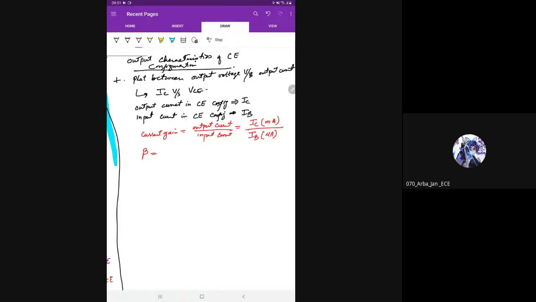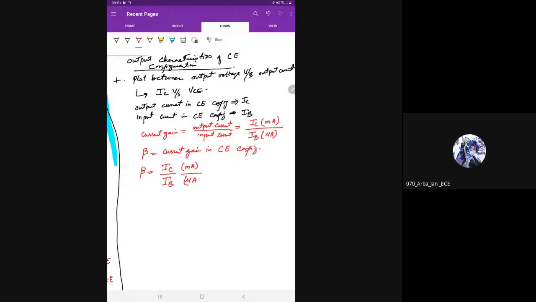And the current gain here in common emitter configuration is represented as beta. If you remember, we discussed last time in our class that in common base configuration, current gain is represented by alpha, and the value of alpha is somewhere near 0.96 to 0.998. But in common emitter configuration, current gain is not represented by alpha, it is represented by beta. So beta will be equal to IC by IB, which is basically some current in milliamperes and some current in microamperes.